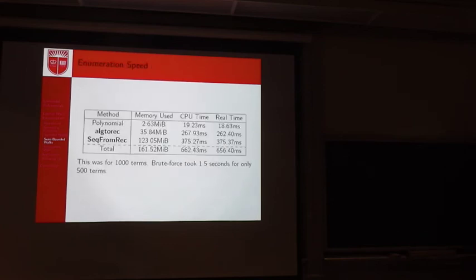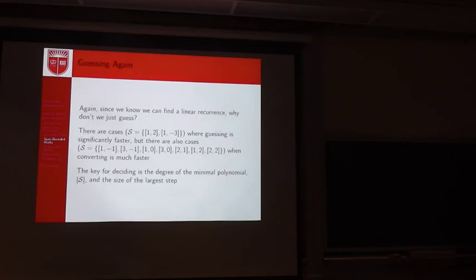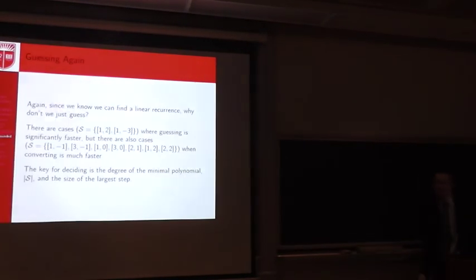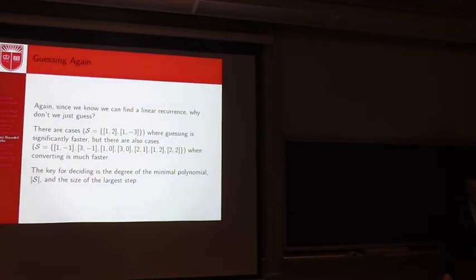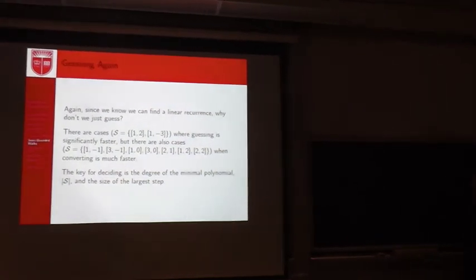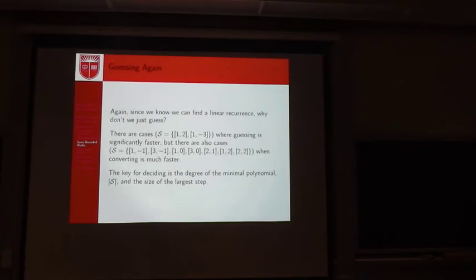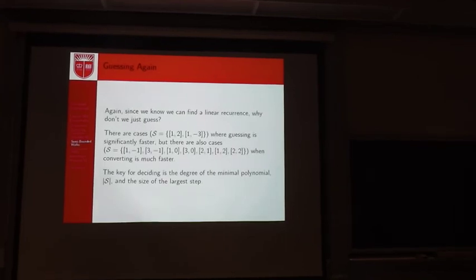So yeah, to get 1,000 terms, we can do that after finding the polynomial, converting it to a recurrence, and then using that recurrence. Just over half of a second, but brute force took 1.5 seconds and only got half the number of terms. Again, we know there's a linear recurrence. Why can't we just guess at the linear recurrence? Well, there are cases where guessing is better. There are also cases where converting is faster. The key to deciding which one's faster is the degree of the minimal polynomial, the number of steps you have, and the size of the largest step that you're considering.